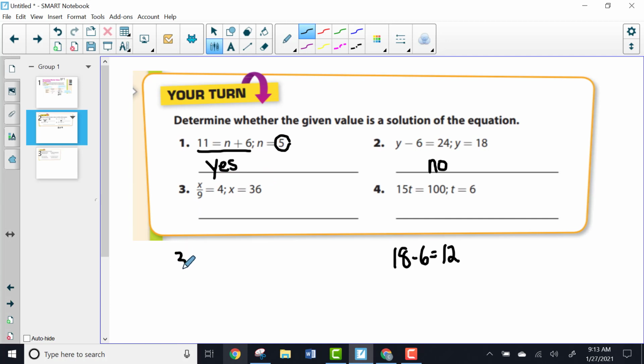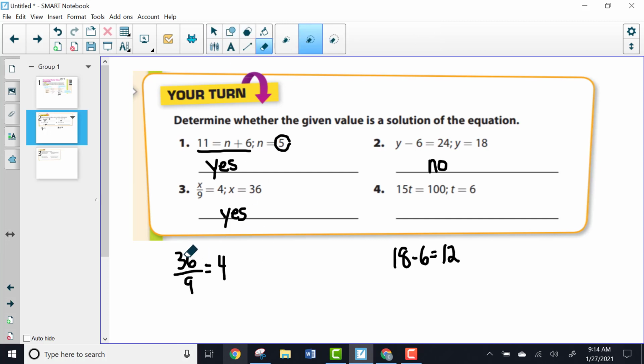So let's take a look at this. 36 divided by 9, and you can even work this out on your calculator. Does that give you 4? And yes, it does. So that means that 36 would be the solution to this algebraic expression. In other words, we can replace the variable with the number 36.